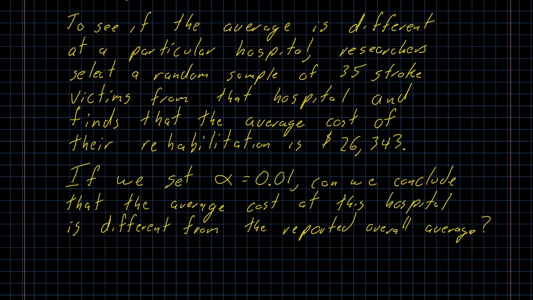And then finally, our question. If we set alpha equals 0.01, can we conclude that the average cost at this hospital is different from the reported overall average? Great. So this scenario has already done the first 5 steps of the process for us. We have a question. Is the average cost for stroke rehabilitation at this particular hospital different from the average cost of stroke rehabilitation as reported by the Medical Rehabilitation Education Foundation?